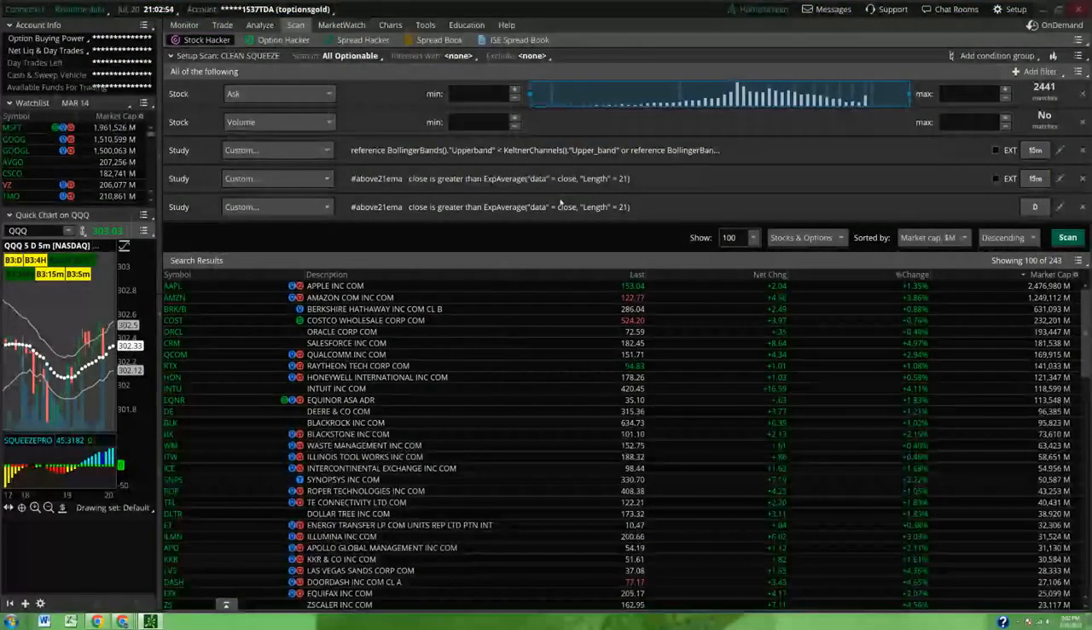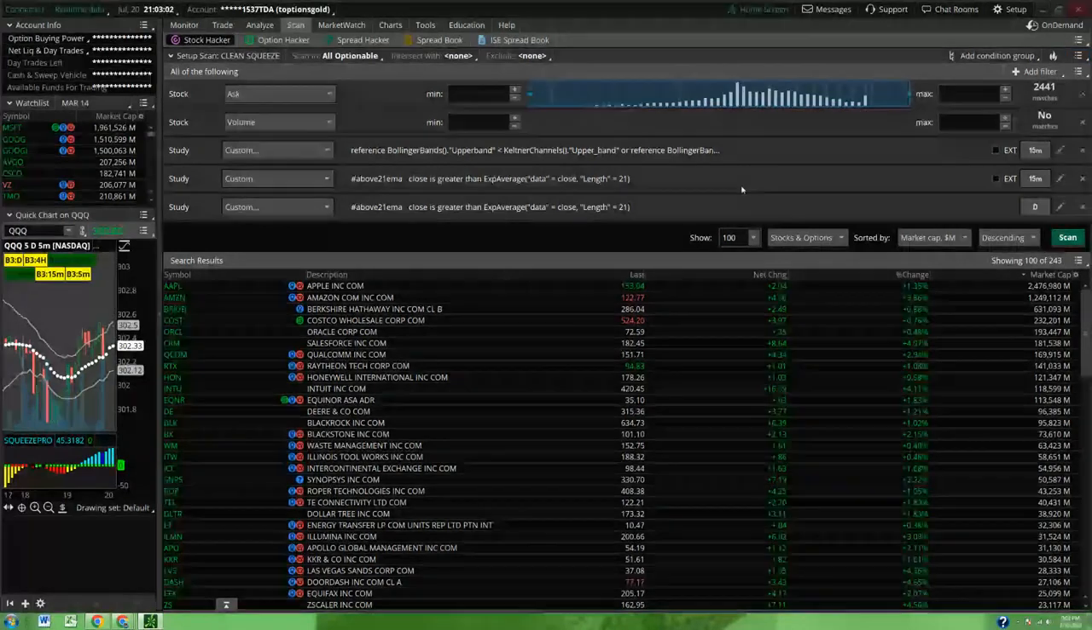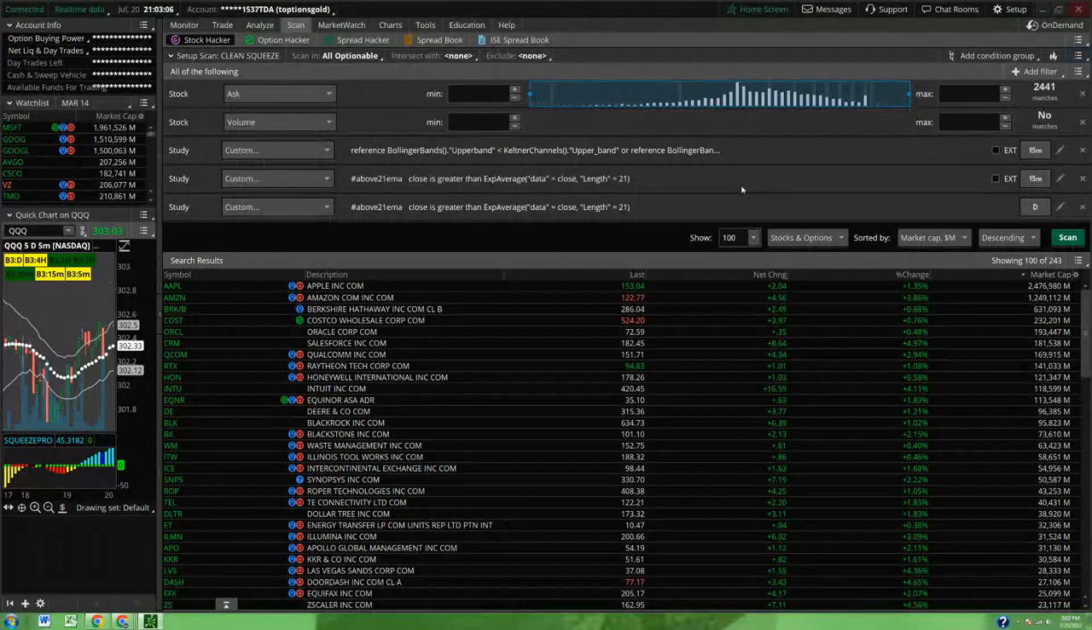My precious. All right, so here's the scoop, guys. I want to show you one scan, and I'll give you the link for this scan. This is not the big 3 scan. This will get you like 50% of the way. So this is a scan that I use when I'm looking for my squeezes.